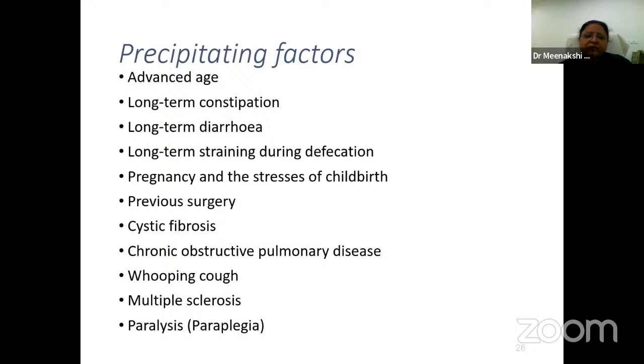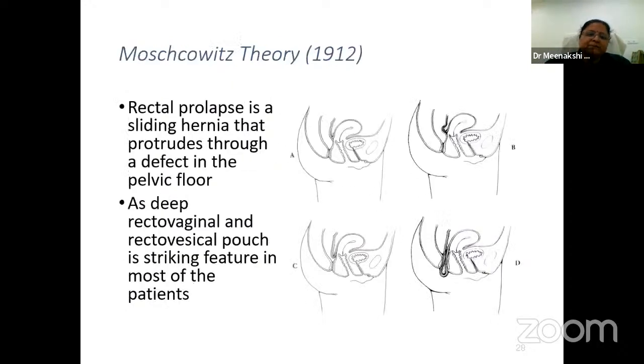Then long-term straining during defecation, pregnancy and stresses of childbirth, then previous surgeries, cystic fibrosis, chronic obstructive pulmonary diseases, whooping cough, multiple sclerosis, and paraplegia. These are some of the precipitating factors. Now, there are various theories which are put forth. What can be the etiology, or what can be the cause for this rectal prolapse?